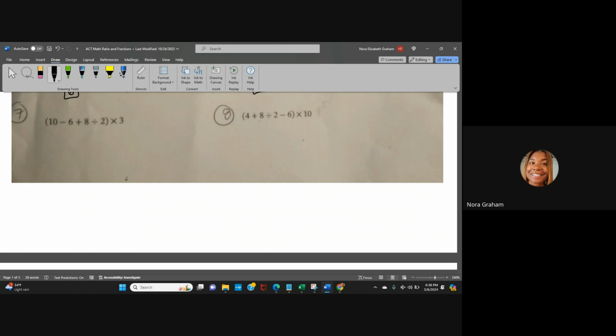So now let's do 7. First of all, I want to deal with inside my grouping symbols, the parentheses. So this times 3 is going to just come for the ride. So for this one, notice I have subtraction, addition, and division. All right. Multiplication and division are going to come first before addition and subtraction because of our PEMDAS.